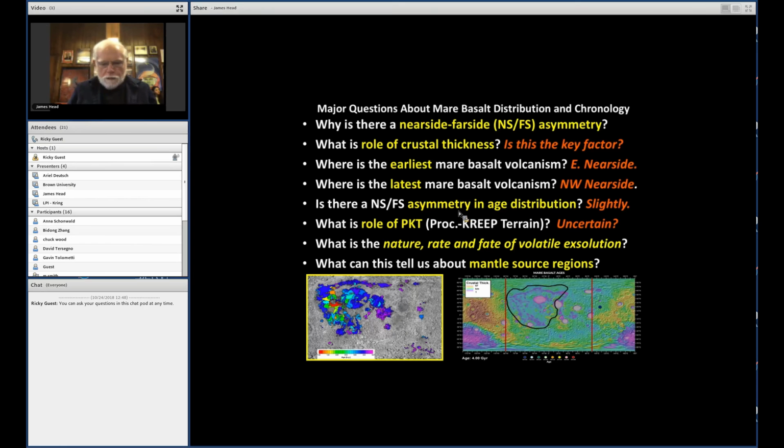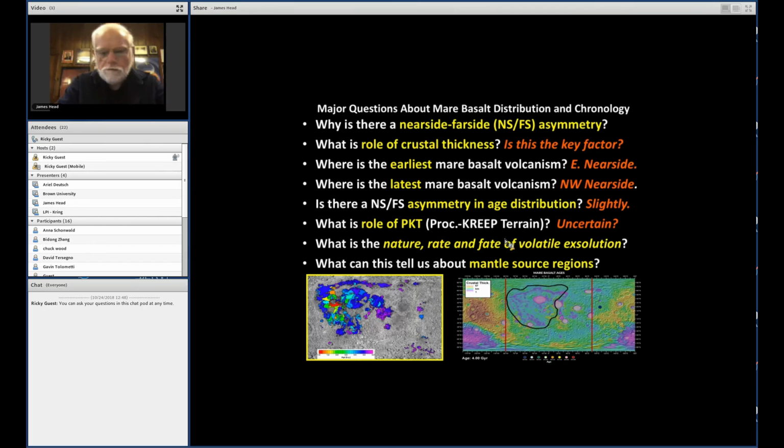So again, it seems to correlate, as you can see here, perhaps with crustal thickness. So is the question, is crustal thickness the key factor? Could it be that, again, it's very simple and it's just crustal thickness variations that are causing a near side, far side asymmetry? This has huge implications because, of course, if it's the Procellarum KREEP Terrane or other factors, this means that the mantle is extremely heterogeneous in a near side, far side sense, and the source regions are very, very different from one another. So this is not a trivial question.